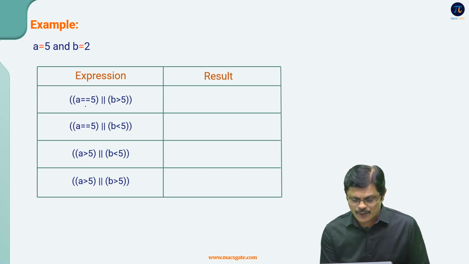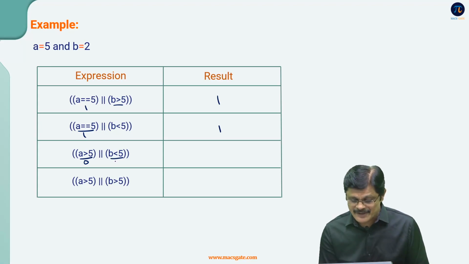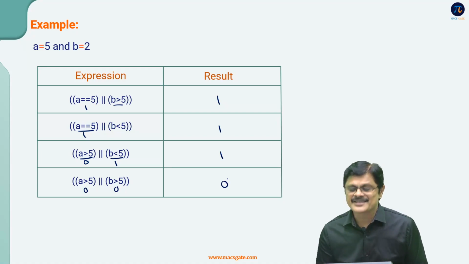A is equal to 5, true. Now, true, so the result is 1 independent of verifying the second condition. A is equal to 5 true, so the answer is 1. A greater than 5, false. Now, the second condition is evaluated. B less than 5, 2 less than 5 is true, because if any one is true, then it is true. If both are false, then only it is false. Now, A greater than 5 is false, B greater than 5 is false, so the answer is 0.